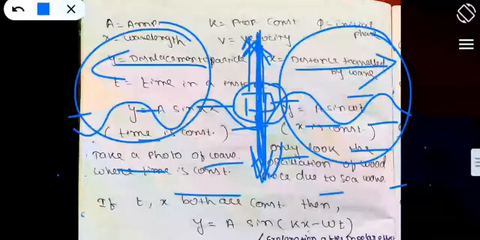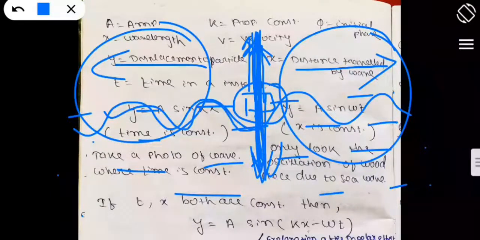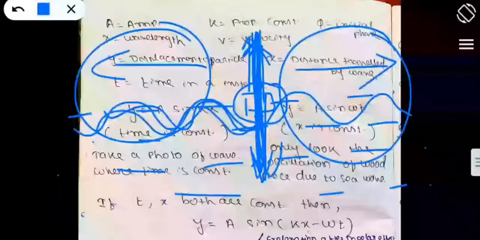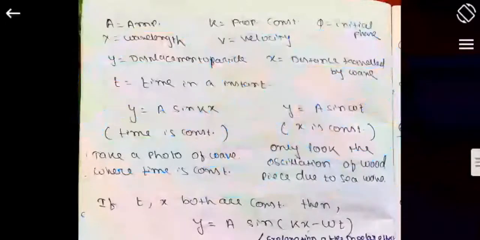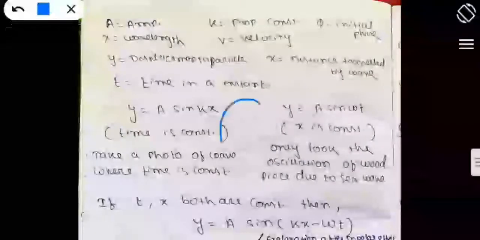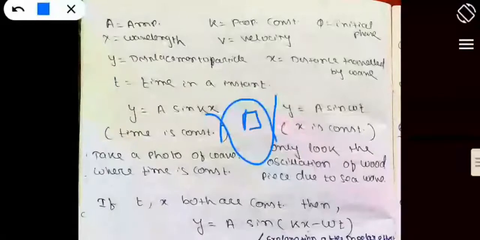As the particle is moving, what is happening? Only an oscillation. In this point I am not calculating the distance; I have made the displacement a constant. I am not interfering with the distance. I am only considering the oscillation, only a crest and trough at a single point, right?